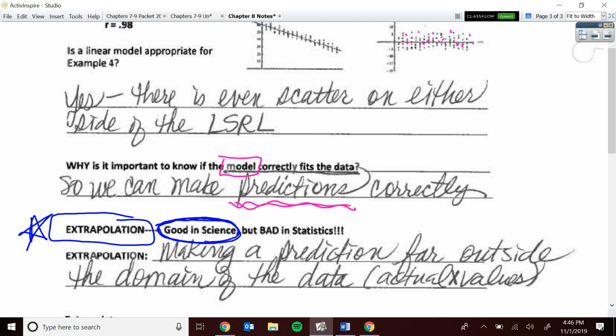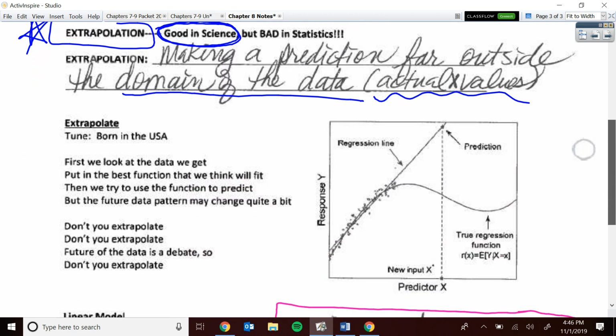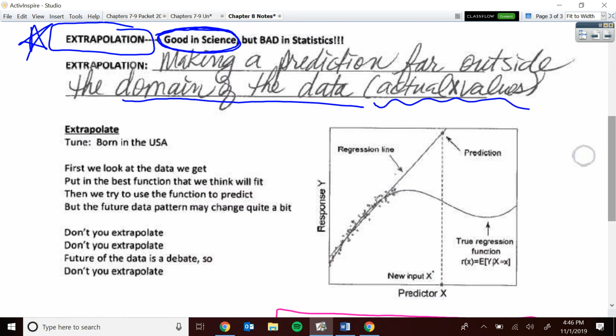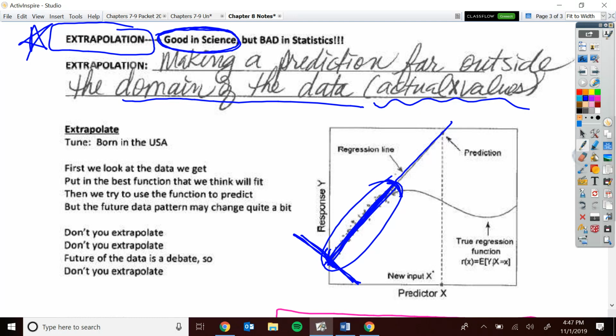Extrapolation is when you are trying to make a prediction far outside the domain of the data, so far outside the actual X values in the data. Here is a picture to demonstrate that. What if all of our data is in this section right here? We fit a linear model to it, then we zoom in and do our residual plot, and we are pleased as punch that it looks like a random scatter. It looks like a linear model is appropriate.